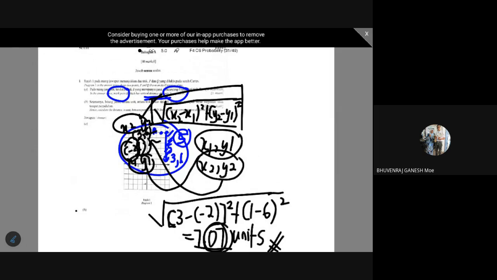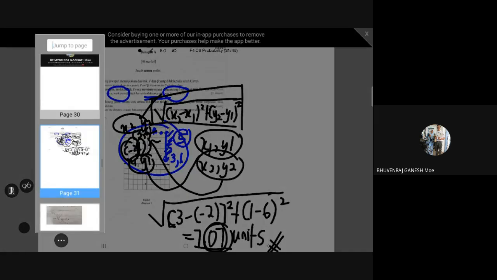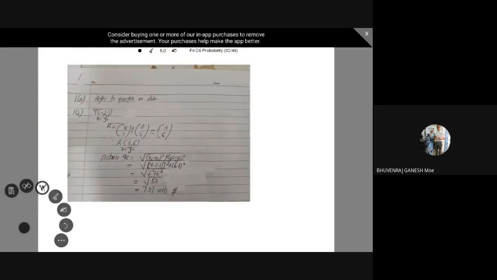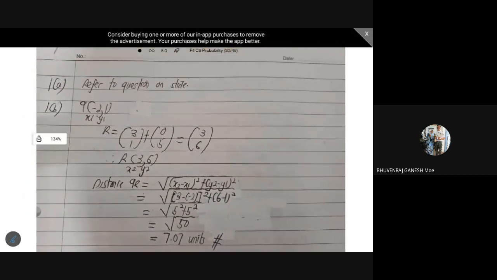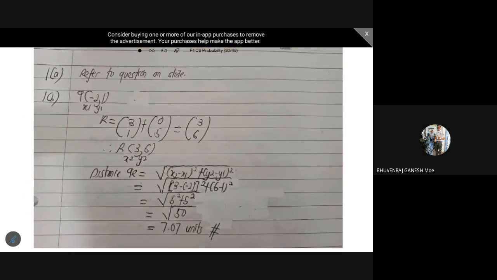This is from the lower form topics, lower secondary mathematics. Okay, let's proceed. Basically the solution is here, so there is no need to copy, guys. I have done it for you here. You can refer over here. This is the solution for this question. The answer is 7.07.